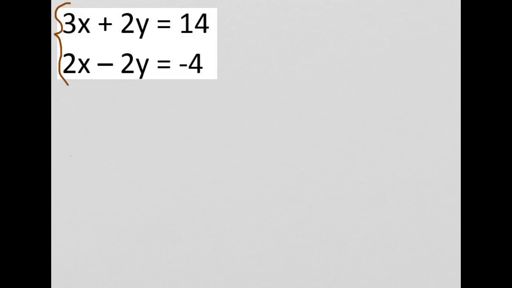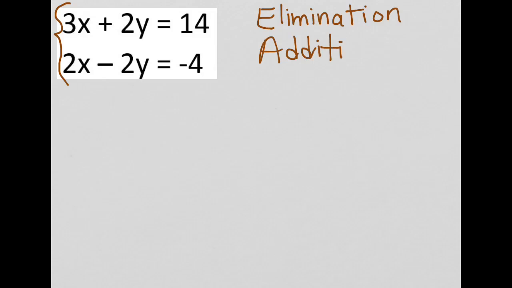One reason that it's called elimination sometimes is because when you add the two equations together, you are going to eliminate one of the variables. That's why it's called elimination. And why sometimes we call it addition is because the method we're going to use here is adding these two equations together. So watch what happens when I add these two equations together.